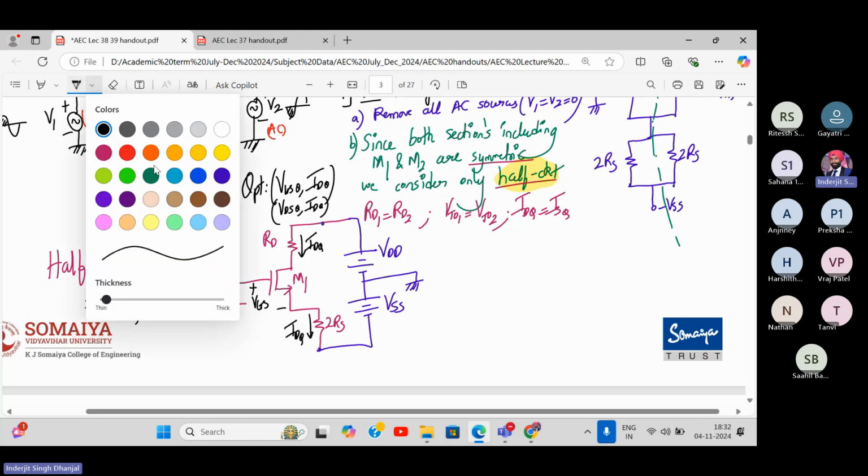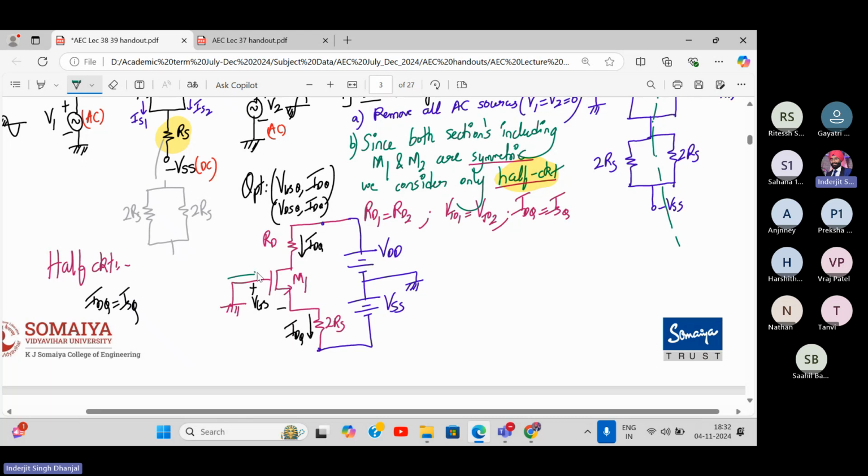Acha, can you tell me why IG is 0? The gate current is 0. Why is it so? Is there any specific reason why the gate current is 0? In MOSFETs, the gate current is zero, right? Why is it so? Because of the oxide layer, insulating the gate from the source and the drain. That's why the gate current is 0. Now what we do is we apply KVL to the gate source loop.